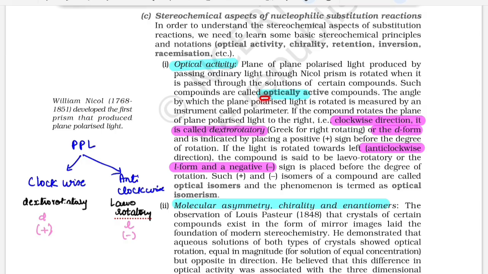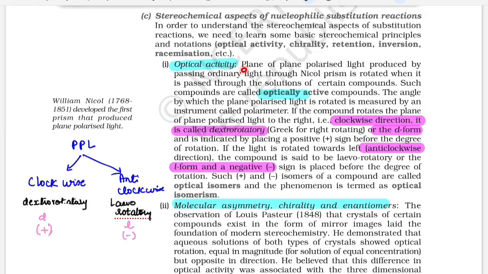First let us see what optically active compounds are. When plane polarized light is passed through certain organic compounds, those compounds will rotate the plane polarized light either in the clockwise direction or the anti-clockwise direction. If it is rotated in the clockwise direction, it is called dextrorotatory and you represent it as small d or plus in the bracket. If plane polarized light is rotated in the anti-clockwise direction, it is called levorotatory, and you represent it as small l or minus in the bracket.